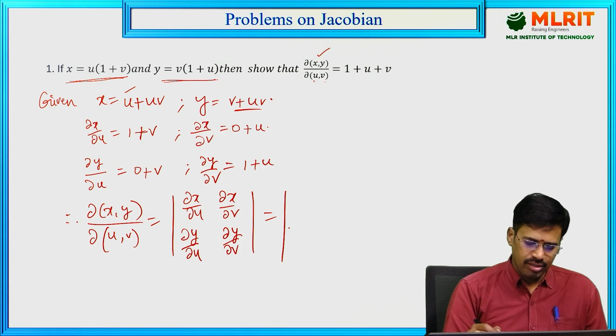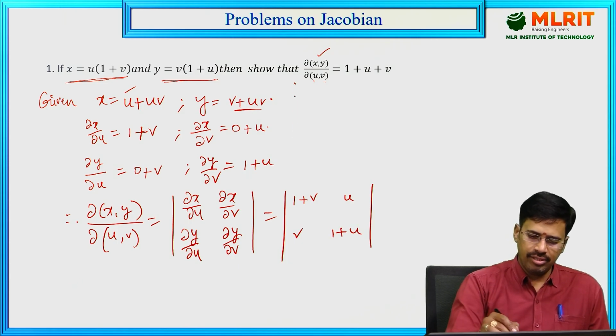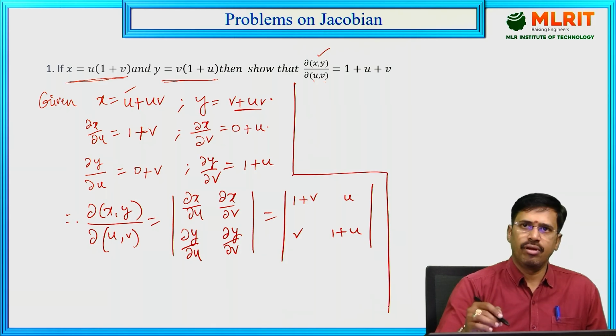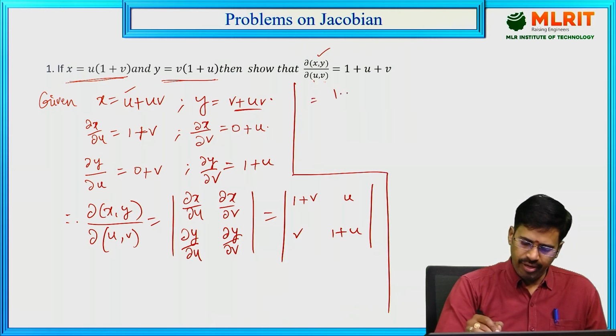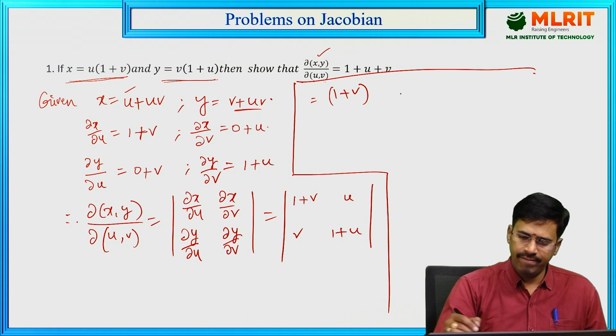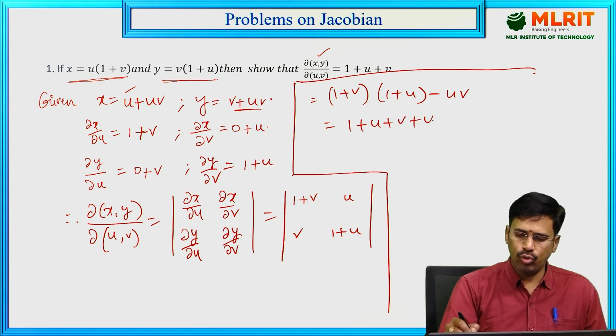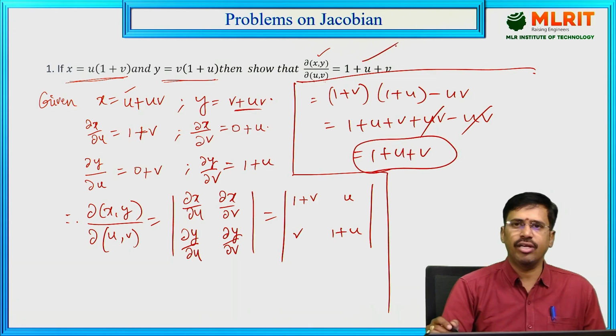That is, what is ∂x/∂u? x is (1 plus v)... this is v, this is 1 plus u. So if you differentiate this, we'll be getting 1 plus v into 1 plus u minus uv. That is 1 plus u plus v plus uv minus uv. This is equal to 1 plus u plus v. This is what he's asking to show, right?